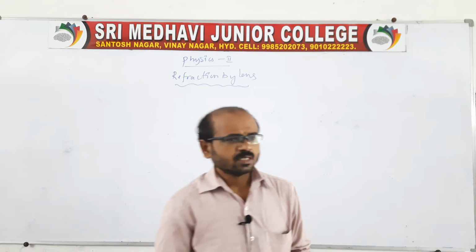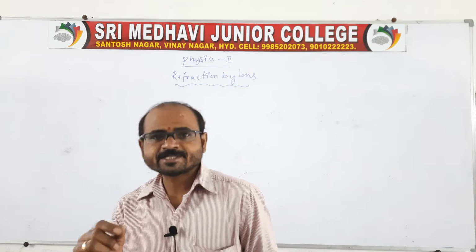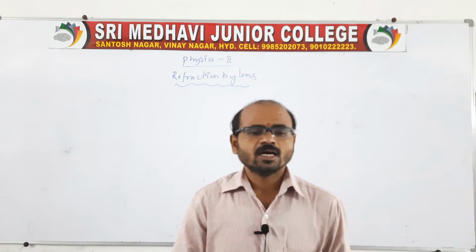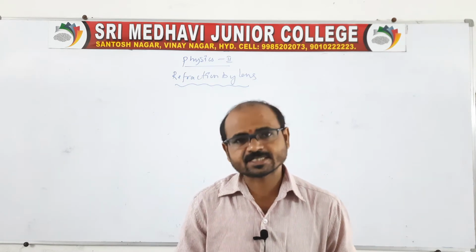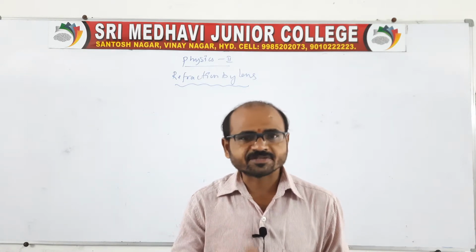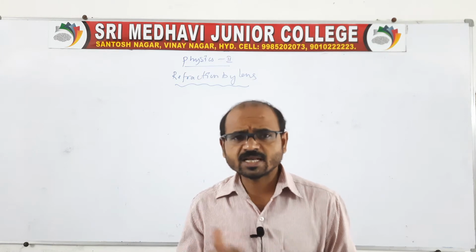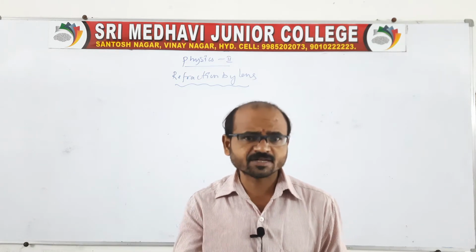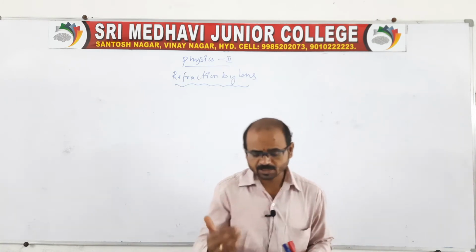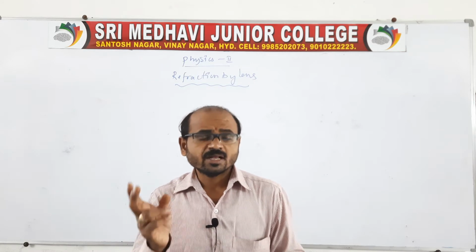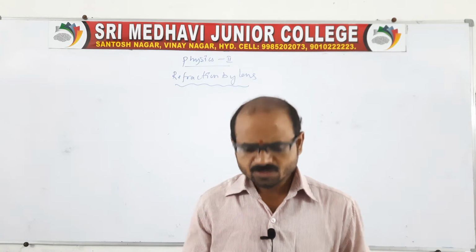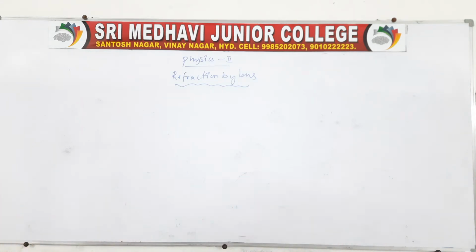You remember? A lens is nothing but a piece of transparent material which has two refracting surfaces. That means the light enters through one surface and is refracted through the other surface as well. That's what a lens is: a piece of transparent material which has two refracting surfaces. So here I want to tell you about a lens.